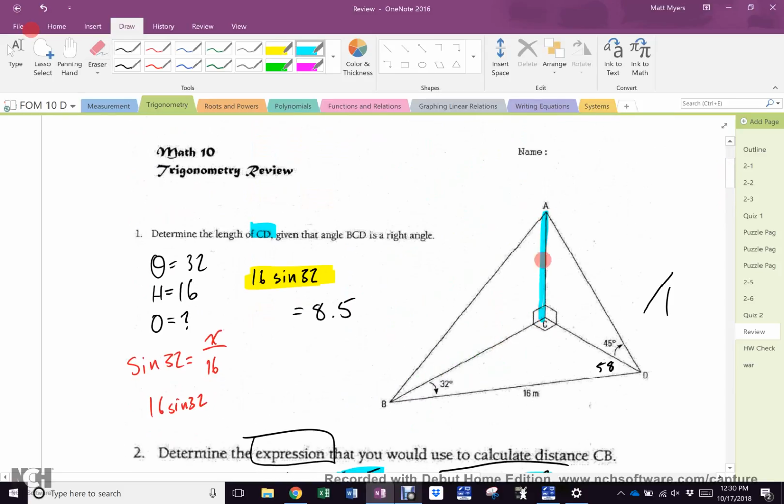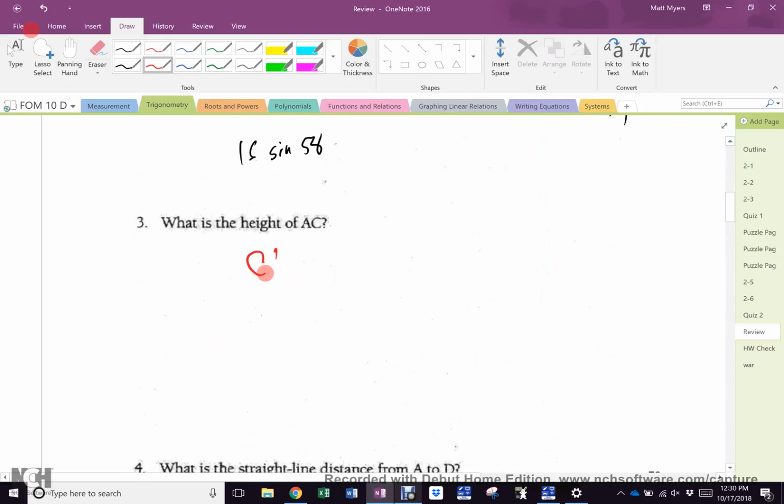What is the height of AC? AC is right there. If AC is there, it is part of this triangle, yes? You already know this to be 8.48. If that's 45, what's that? 45. If those two angles are the same, what do you know about those two sides? They're the same, so that is 8.48. So AC is the same as CD for 1 mark.